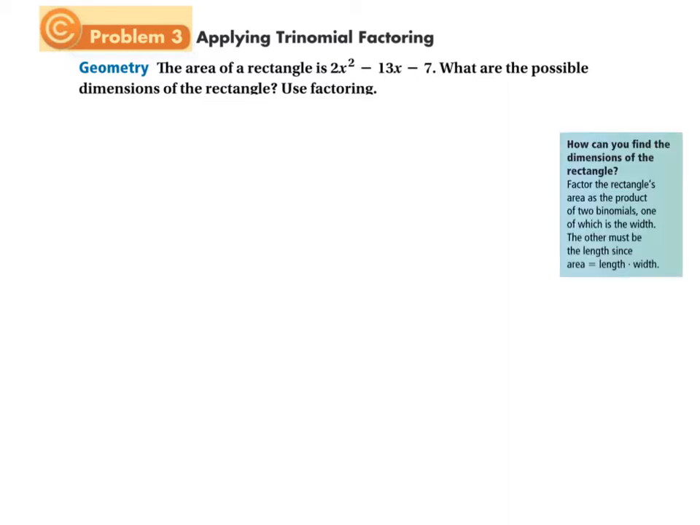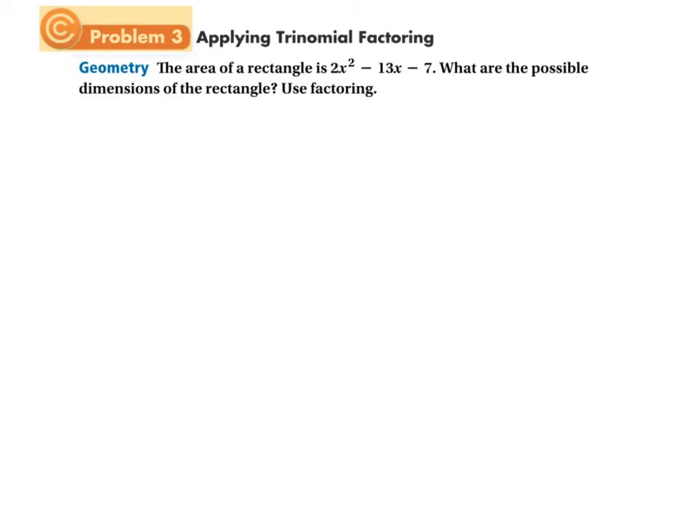How can you find the dimensions of the rectangle? Remember that the area of a rectangle is the product of two binomials. You're going to get a length and a width. You're going to do length times width. So you're going to have a binomial for the length and a binomial for the width. And when they multiply together, they're going to give you this trinomial. Okay? That's the idea there. Now, let's see what we do.